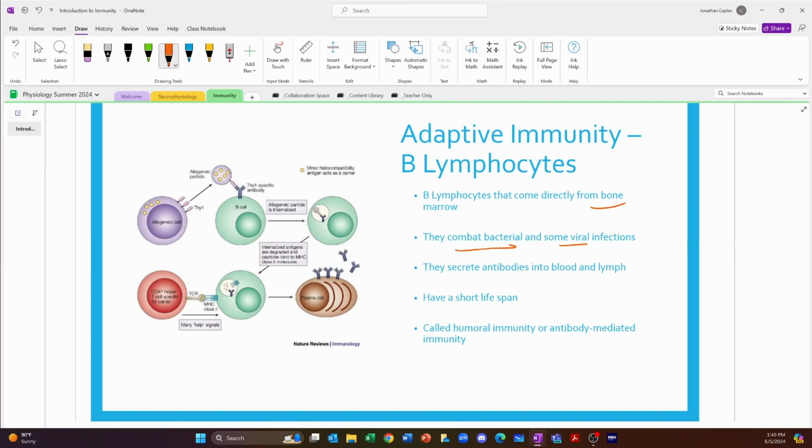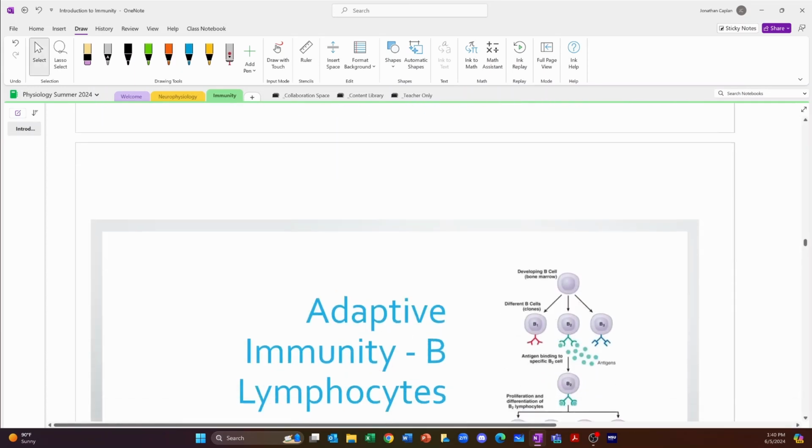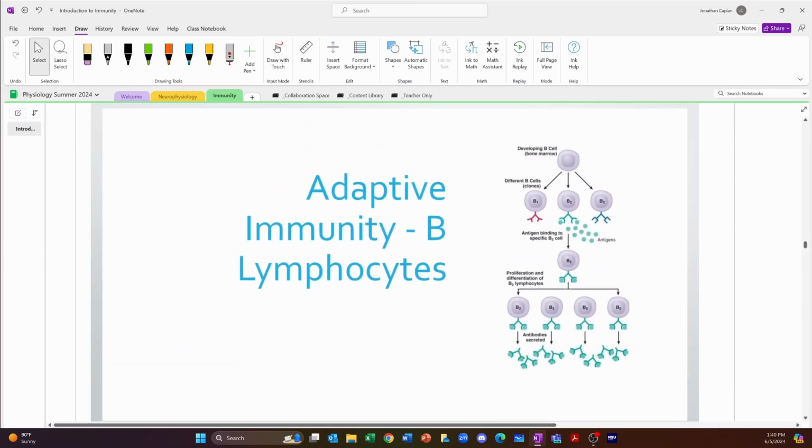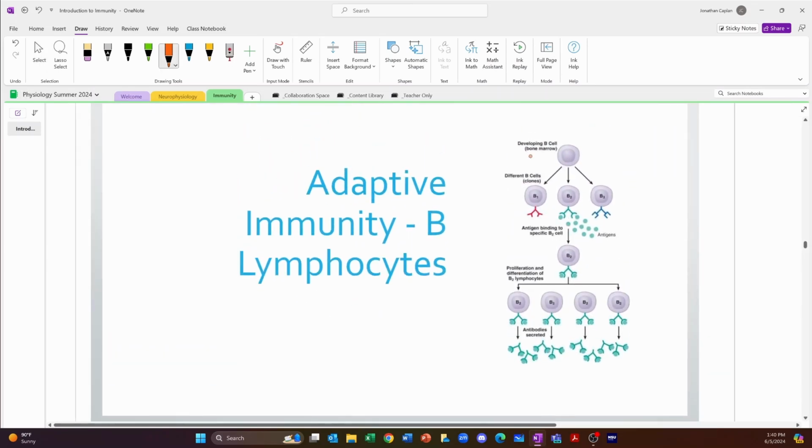Very short lifespan. It's also called humoral immunity, from the humerus, the bone, humeral, same thing. Or antibody-mediated immunity, because it's antibodies that are fighting off the infections. So, if you look at this picture here, we have a developing B cell at the top.